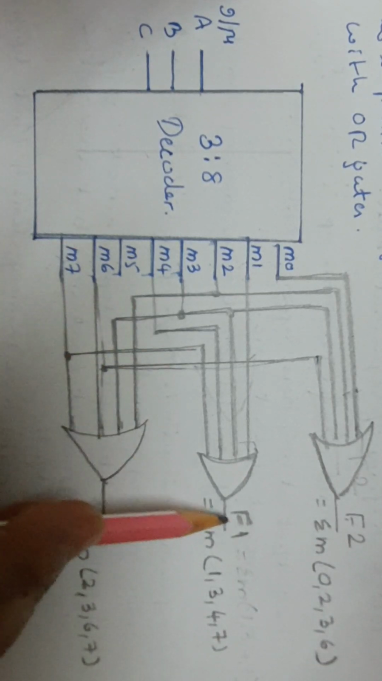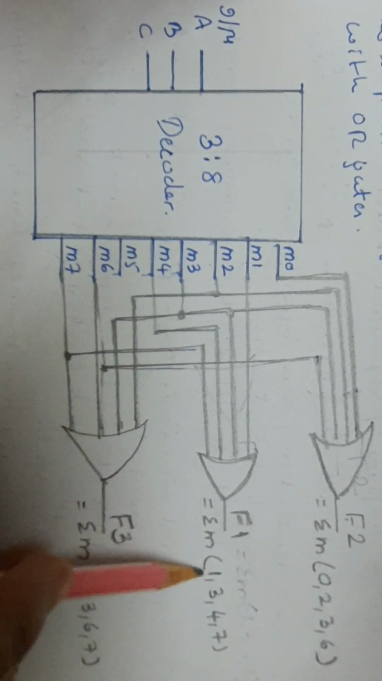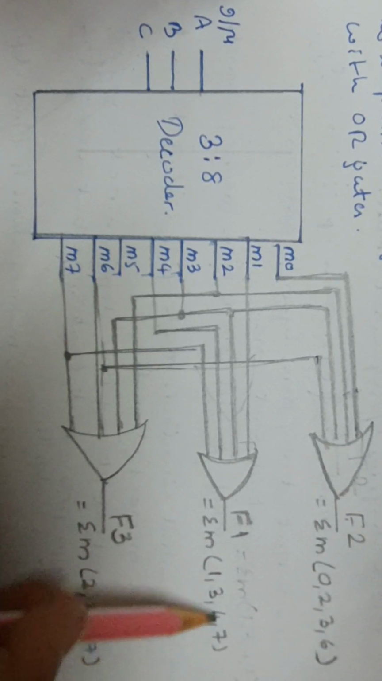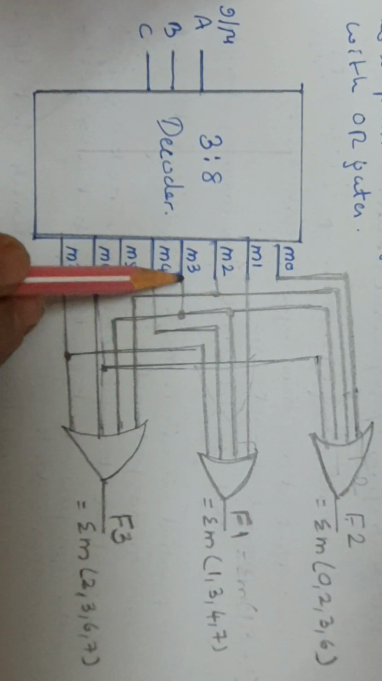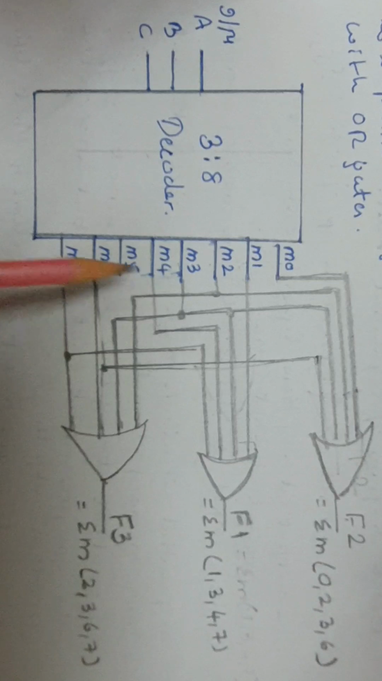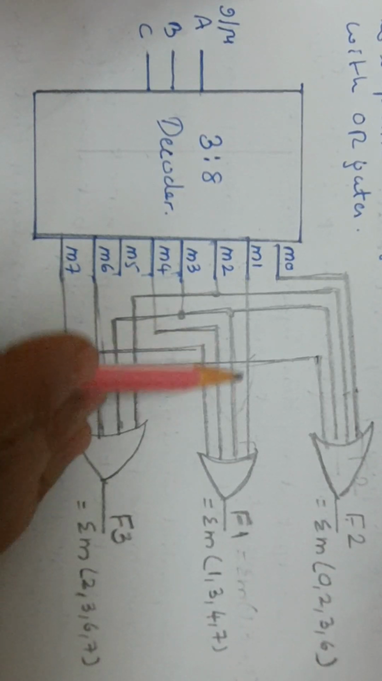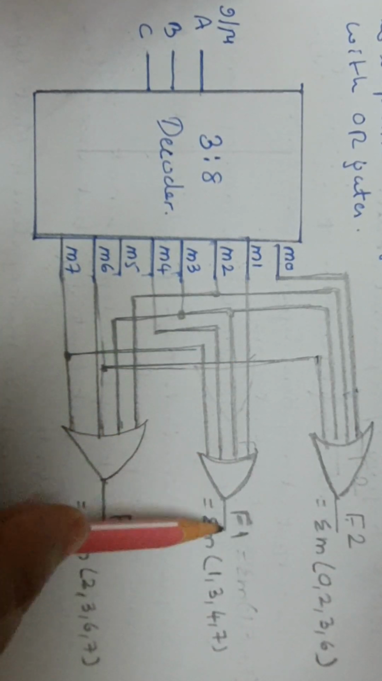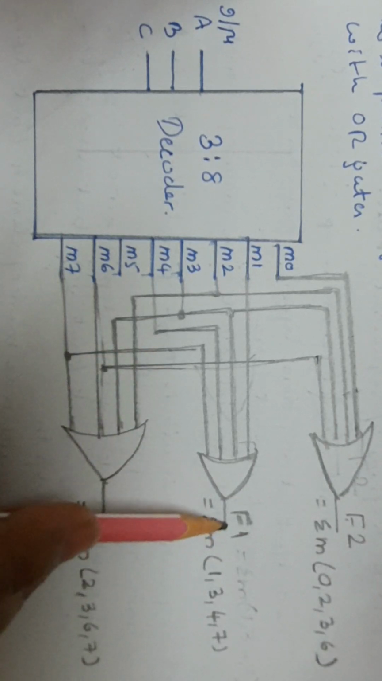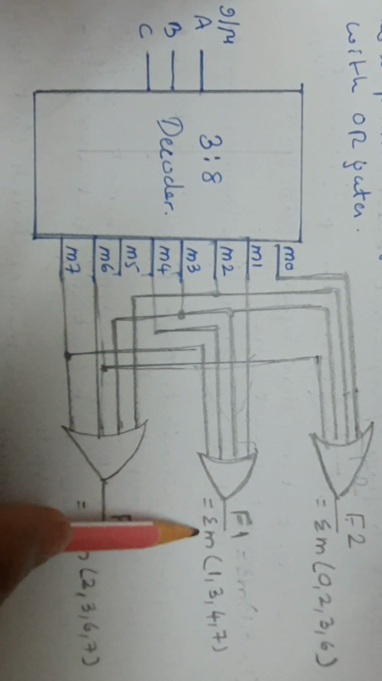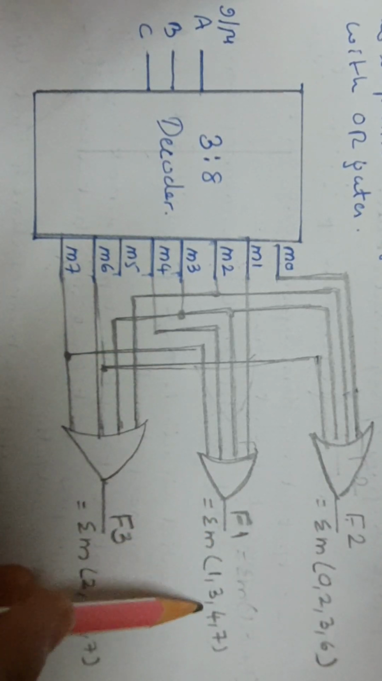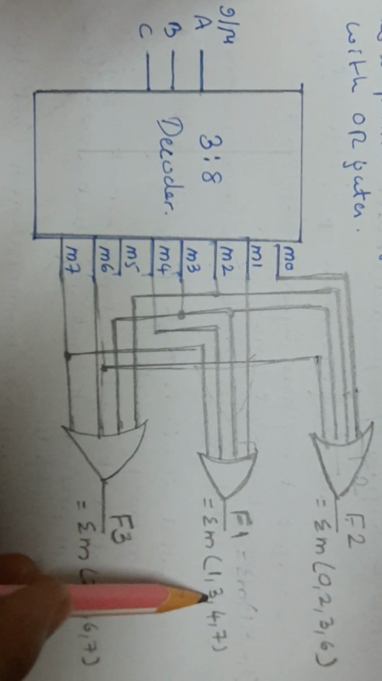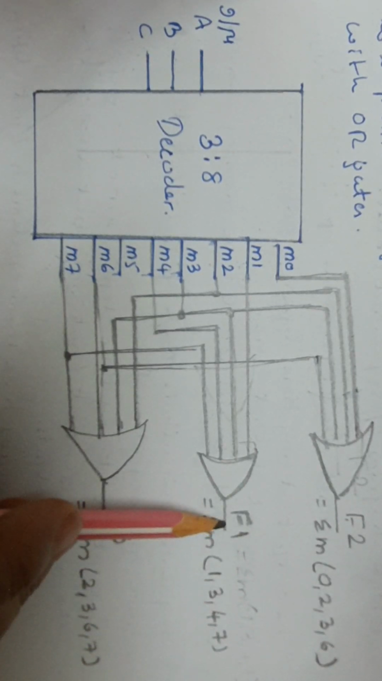Now to implement the first function, it is having minterms 1, 3, 4, 7. Hence M1 is taken, M3, M4, M7. All these are taken and they are logically ORed. What is the meaning of function F1 equal to sigma M of 1, 3, 4, 7? Only for these minterms, the output will be asserted active.